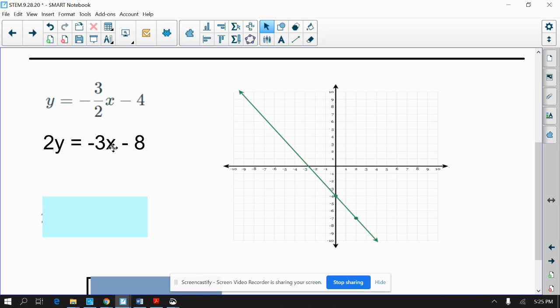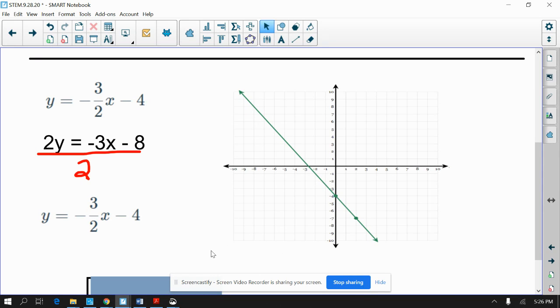Well, this one isn't quite in mx plus b form, so I'm just going to do one quick division, divide both sides by 2. These 2's cancel out. This becomes -3/2. This becomes -8 divided by 2, which is the exact same line. So don't even waste your time graphing this because it's already graphed here.